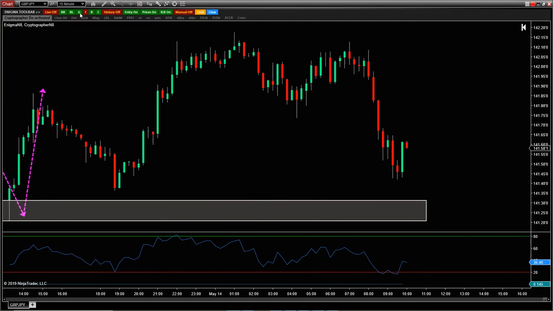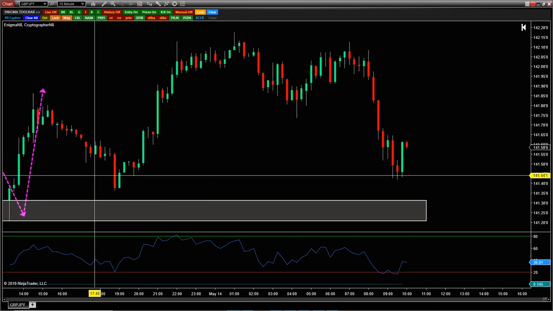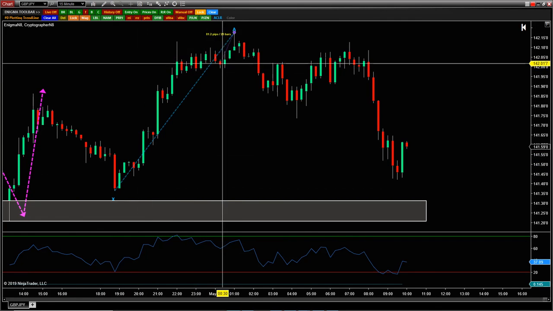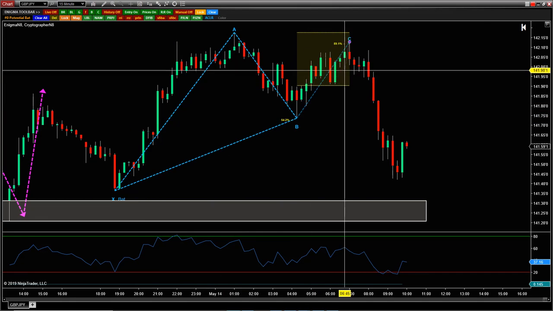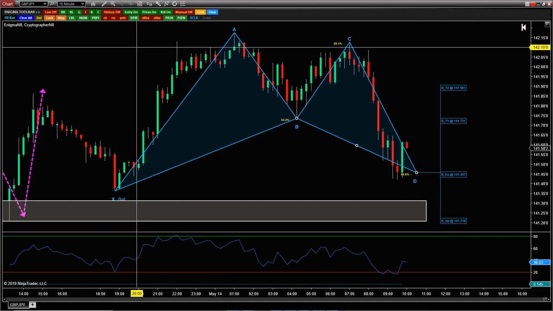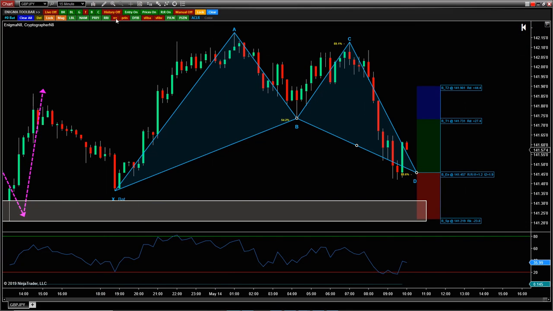Hey, look at that, advanced pattern formation here on the 15. Oh, and Chris just wrote it in as well. X to A, A to B, B to C. C to D is right down here, 141.45. Look at that, nice one, Chris. 141.45, so that could come back and be a secondary chance to get involved. Yeah, nice.